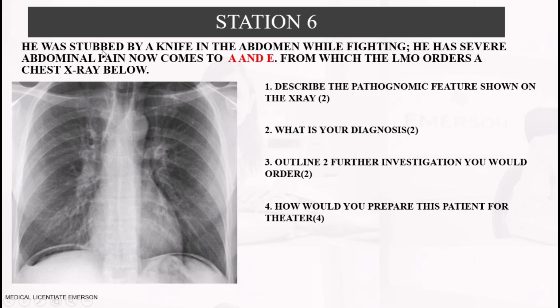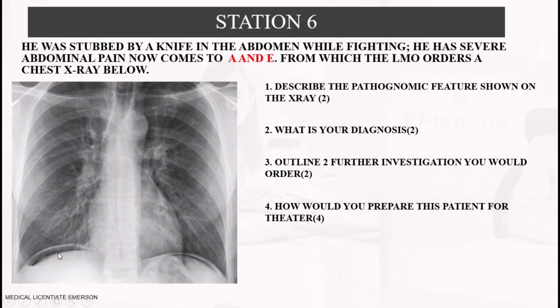Then there's this one. This patient was stabbed by a knife in the abdomen whilst fighting. So he has severe abdominal pain, and now comes to A&E, where the LMO orders a chest X-ray. So this is the chest X-ray. Question 1, describe the pathognomonic feature shown on the X-ray. Question 2, what is the spot diagnosis? Question 3, outline 2 further investigations you would order. And question 4, how would you prepare this patient for theater?